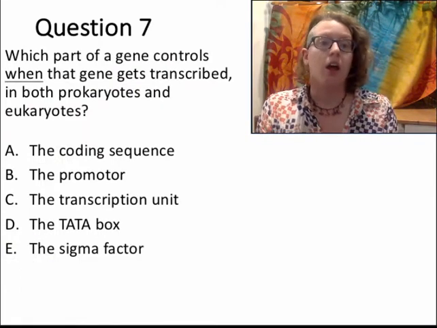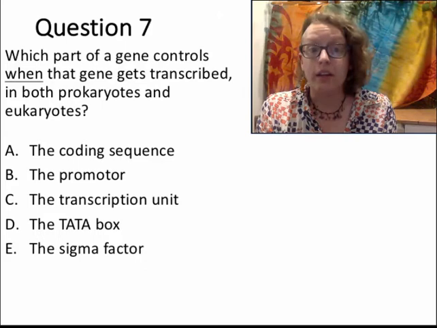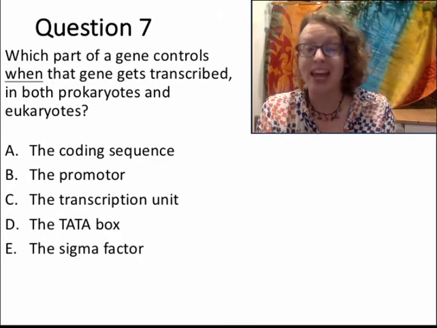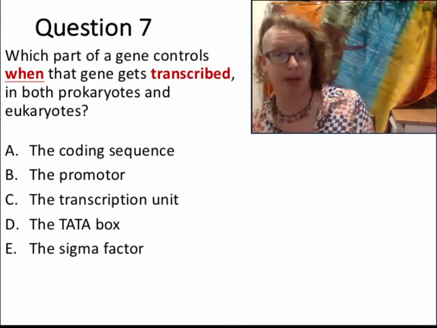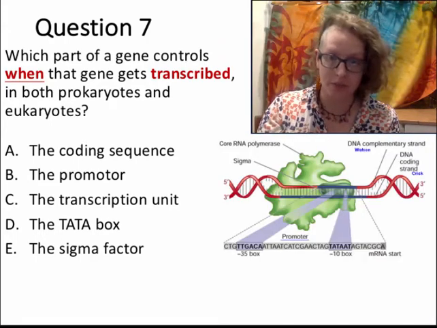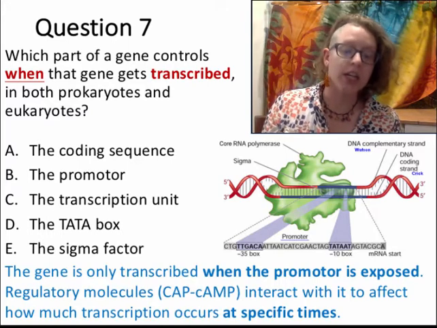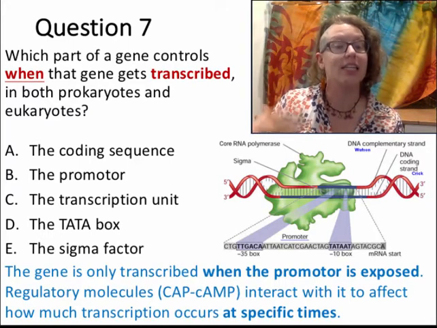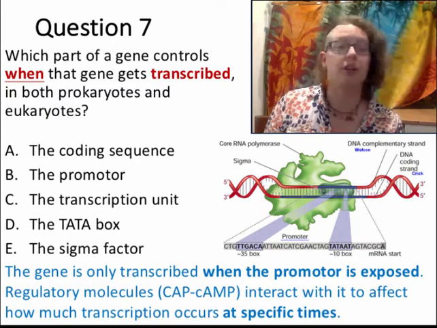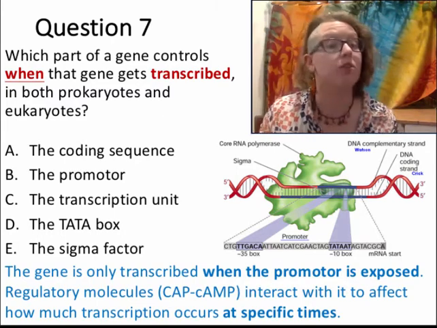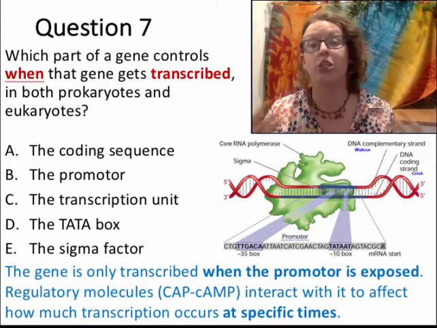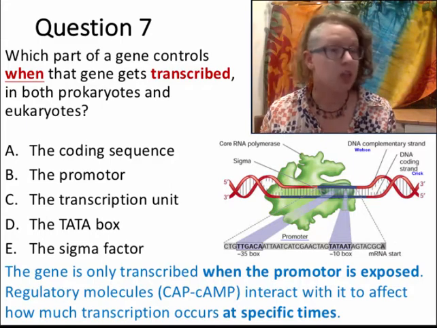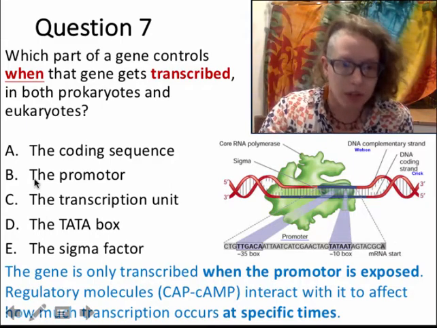Question 7. Which part of a gene controls when that gene gets transcribed in both prokaryotes and eukaryotes? When transcription, as opposed to location, now we're talking about timing. Okay, so this is what we looked at earlier. Same image. The gene can only be transcribed when the promoter is exposed. Other regulatory molecules can interact with that promoter to affect how much transcription occurs at specific times by determining how exposed the promoter is. So, the promoter is the important part.